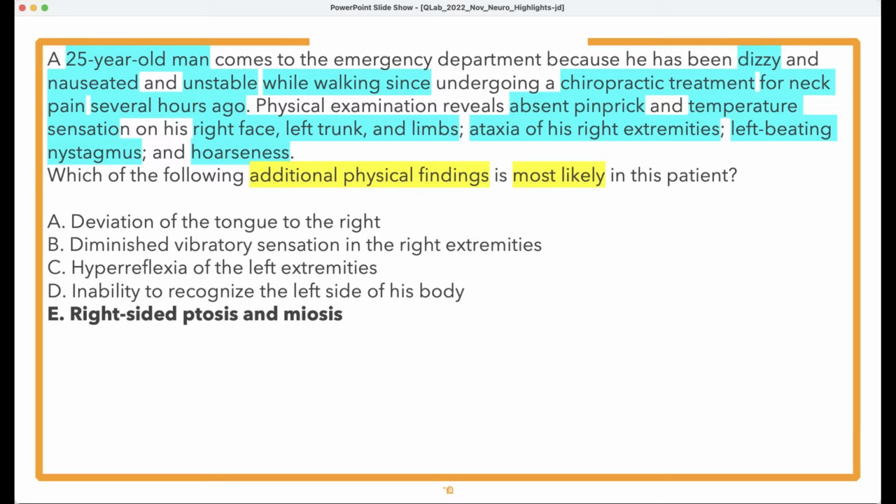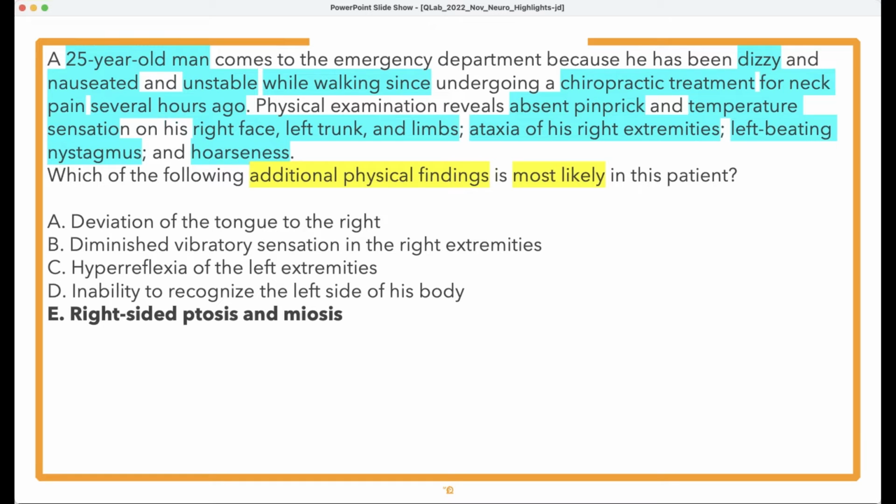Okay. Now the other answer choices, in case you selected that. So D, inability to recognize the left side of the body. That would be if you had a lesion or stroke to the non-dominant parietal lobe, which is supplied by the middle cerebral artery, so a different vessel. Hyperreflexia of the left extremities, that would be more so with upper motor neuron damage, so a little bit different than what we're talking about here.